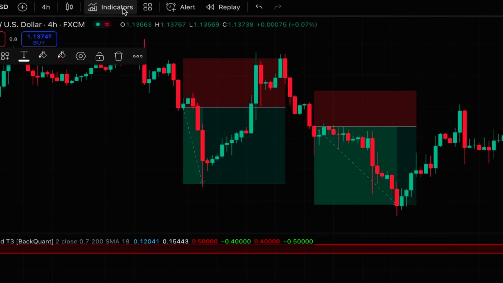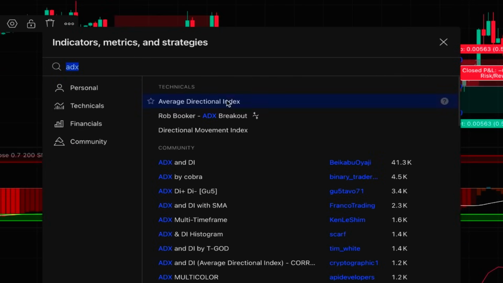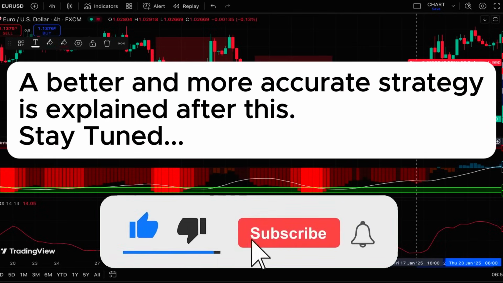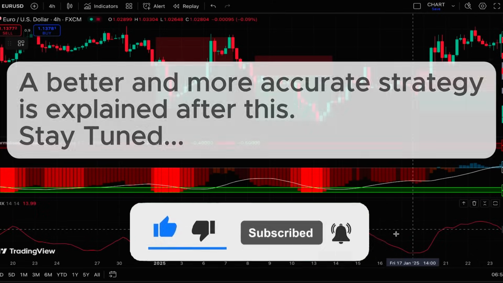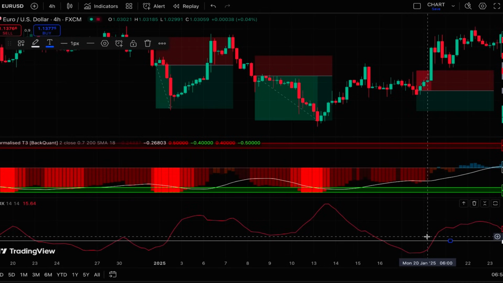One good match indicator for this purpose is ADX, this one, average directional index. And by the help of this indicator, we can filter the signals that happen during flat market. First, we add a horizontal line here at 20 level because 20 is our benchmark to decide if the market is trending or not trending.